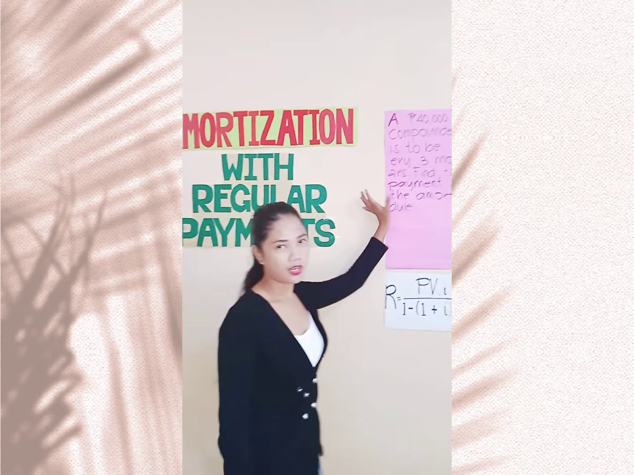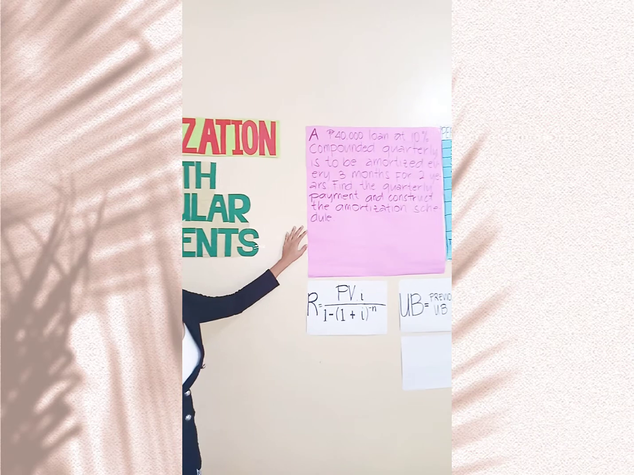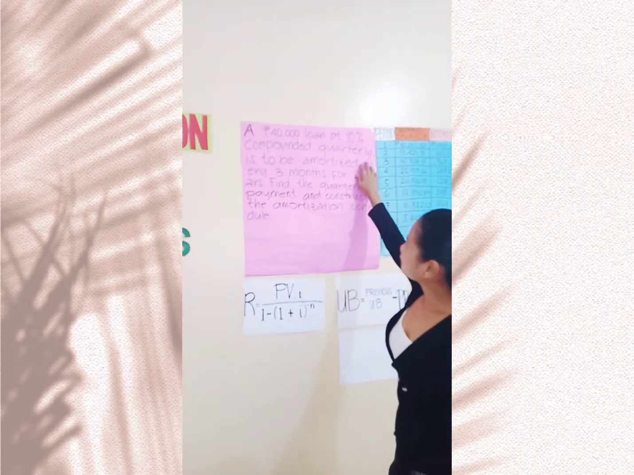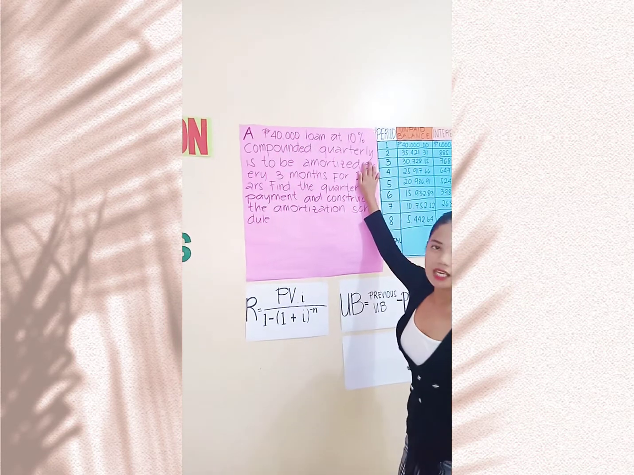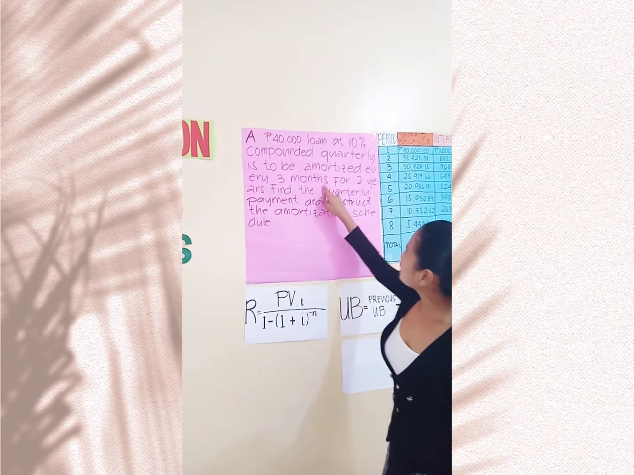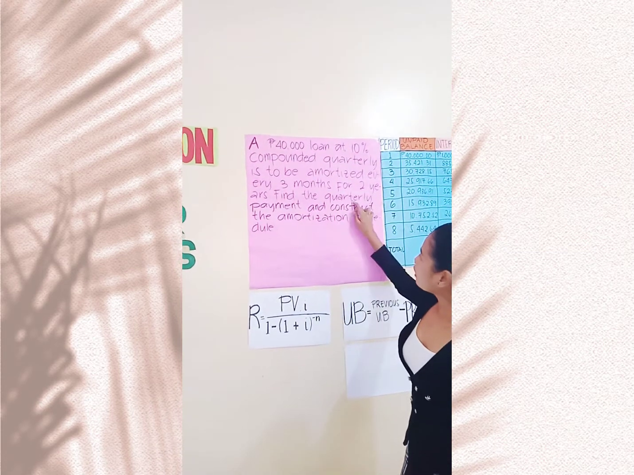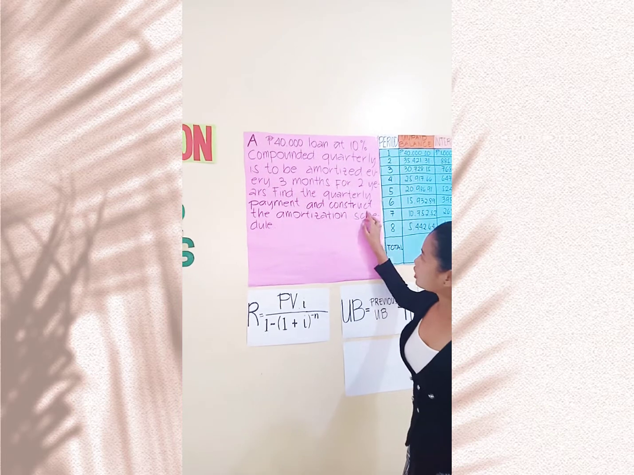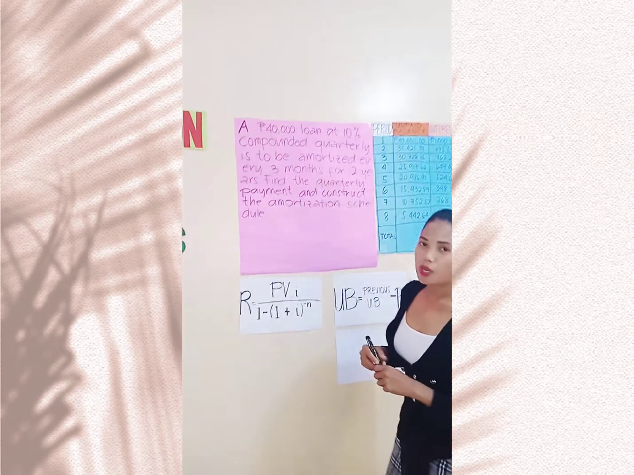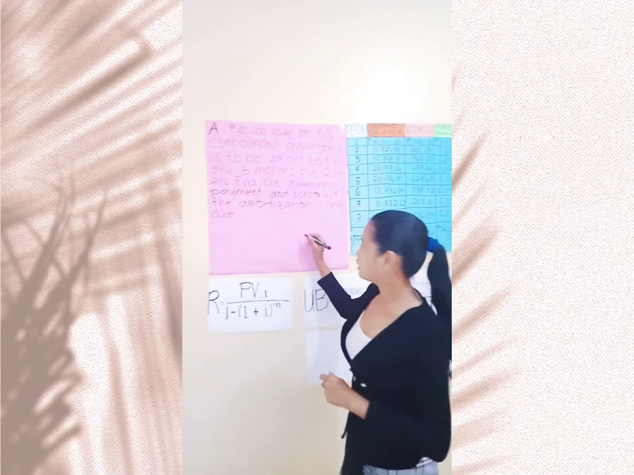So, I have here the assigned example, which is a loan. A 40,000 loan at 10% compounded quarterly is to be amortized every 3 months for 2 years. Find the quarterly payment and construct the amortization schedule. First, we have to write down those given values.